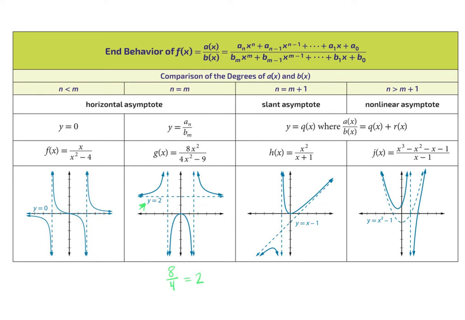All right? And vertical, you would find the same. The vertical are what makes the denominator 0 that does not cancel. All right? In this case, both of those actually.